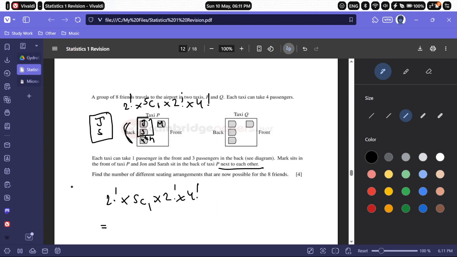What's the 4 factorial for? That's because once you're done with your taxi P, you basically arranged 4 people, out of which 3 were John, Sarah, and Mark, and you chose a fourth. The fourth person was random. Now you're left with 4 people for the taxi queue, and they can be arranged in 4 factorial ways. If you think of it as 4 seats, you have 4 factorial ways to arrange the remaining 4 people. Anyway, the final answer comes out to be 480.